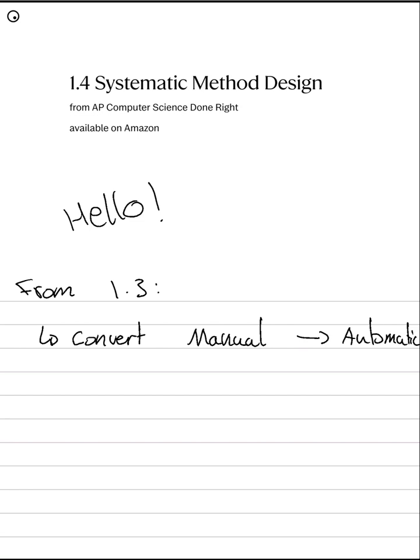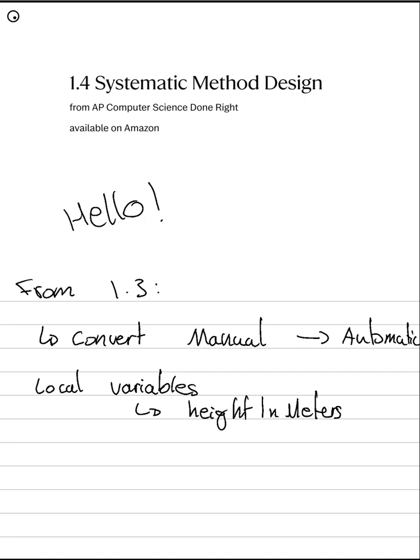And I think what we also learned is local variables. So if you remember, we needed to convert our height to meters. When we had the height in meters, we set a variable to be height in meters so that we didn't have to calculate it twice.